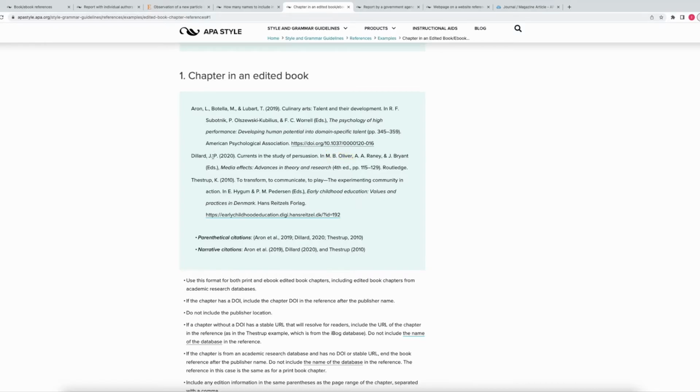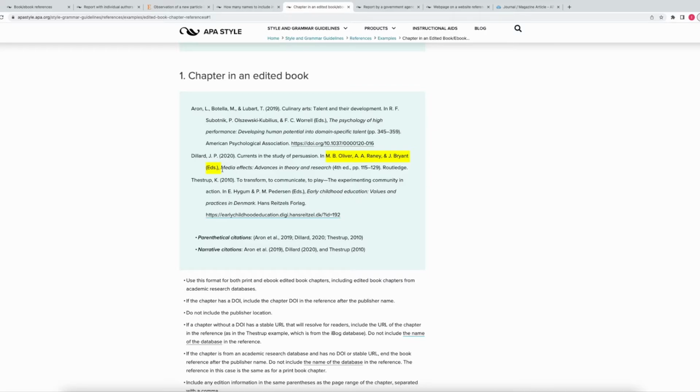So here, standard author format, last name Dillard, comma, first initials J. period, P. period. In this one, we have M.B. Oliver, A.A. Rainey, and J. Bryant. So they've switched stuff around on you, and they've also added the "In." So this is a small piece in Media Effects, Advances in Theory and Research, and then they tag the editors this way.